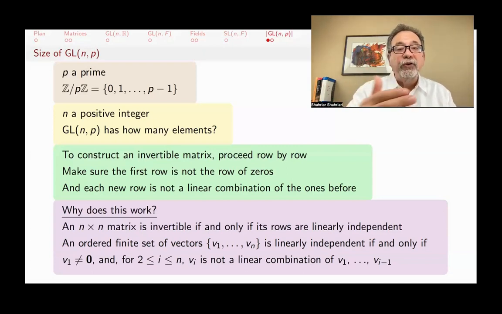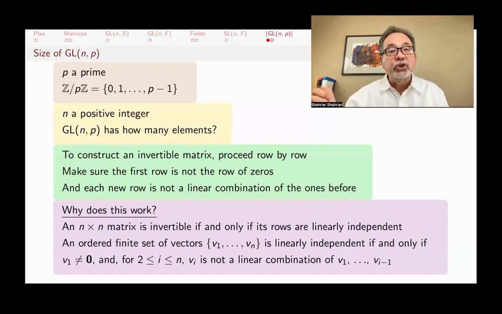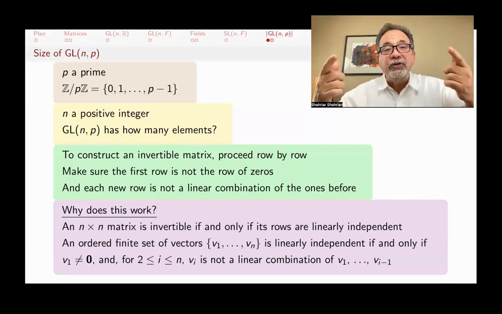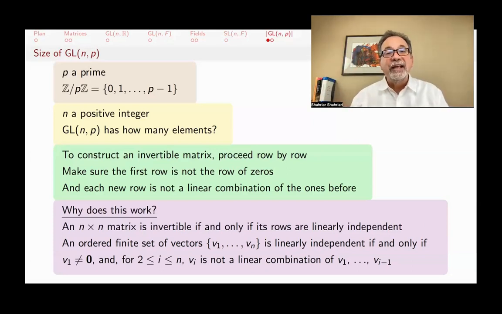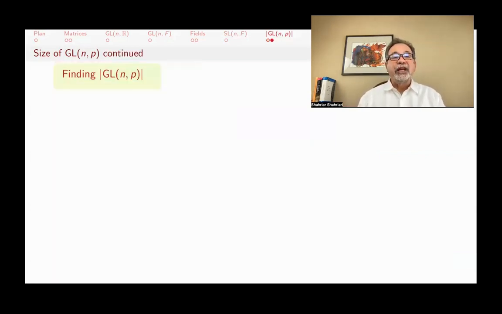Given those two facts, if I construct a matrix by making sure that the first row is not the zero vector and everyone after that is not a linear combination of the ones before, I'm assured to get an invertible matrix. And in fact, I will get all invertible n by n matrices that way. Now let's go ahead and count the number of elements in GL_n(p).